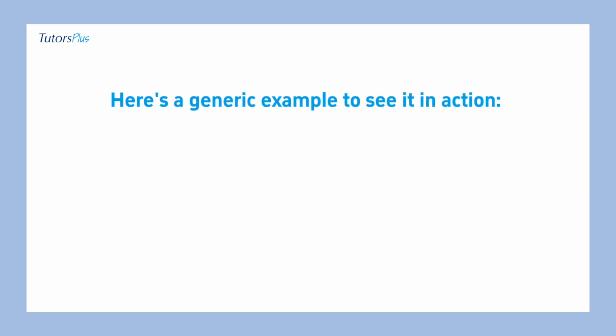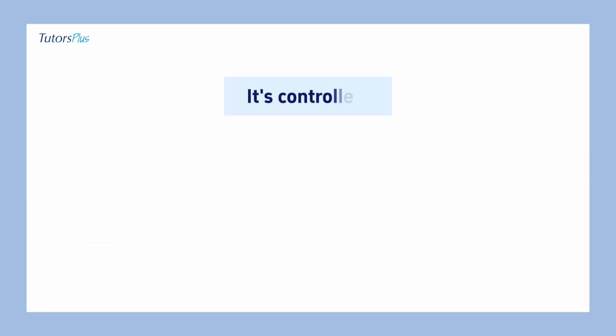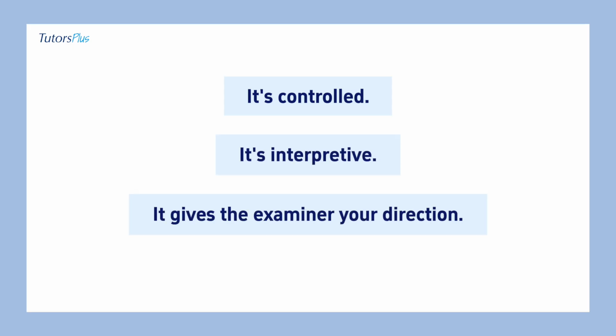So as a general example to see it in action, let's go through. In this opinion column, the writer, so-and-so, challenges the reader's assumptions about technological dependency, adopting a skeptical yet persuasive tone to highlight how constant connectivity erodes personal autonomy. Through deliberate shifts in perspective, pointed diction, and strategic anecdotal framing, the text guides the audience towards recognizing both the emotional and societal consequences of digital over-reliance. And you see how this is controlled, it's interpretive, and it gives the examiner your direction. It shows them where you're going.